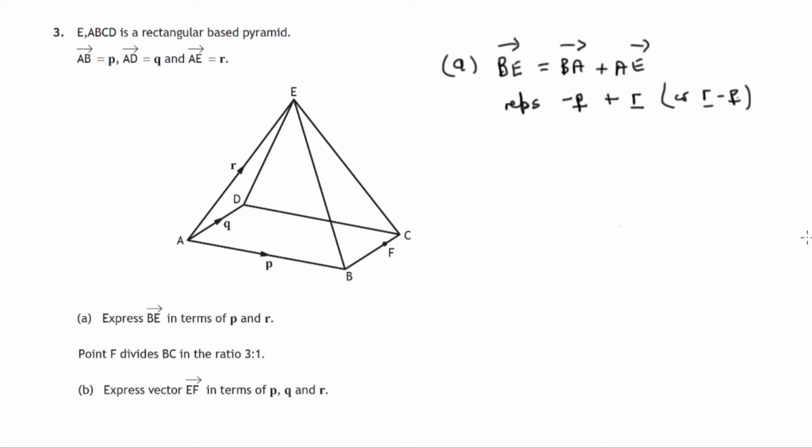Let's have a look at part B. We're told that this point F divides the line BC in the ratio 3 to 1. So we'd say that this part of it is 3 bits and this part is 1 bit. So we can see that BF, B to F, would be 3/4 of the whole line B to C. And that's going to be crucial in this next part.